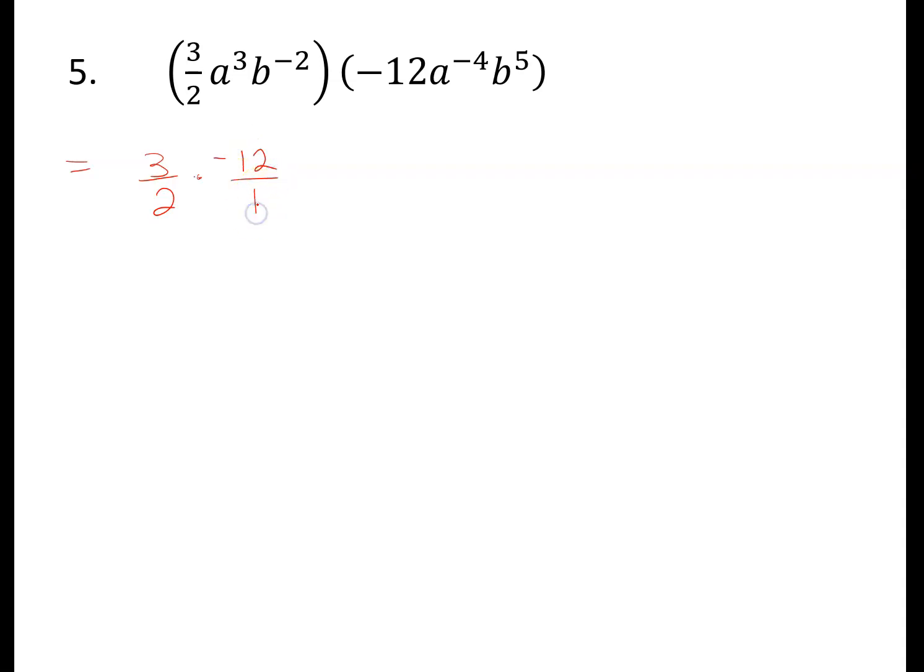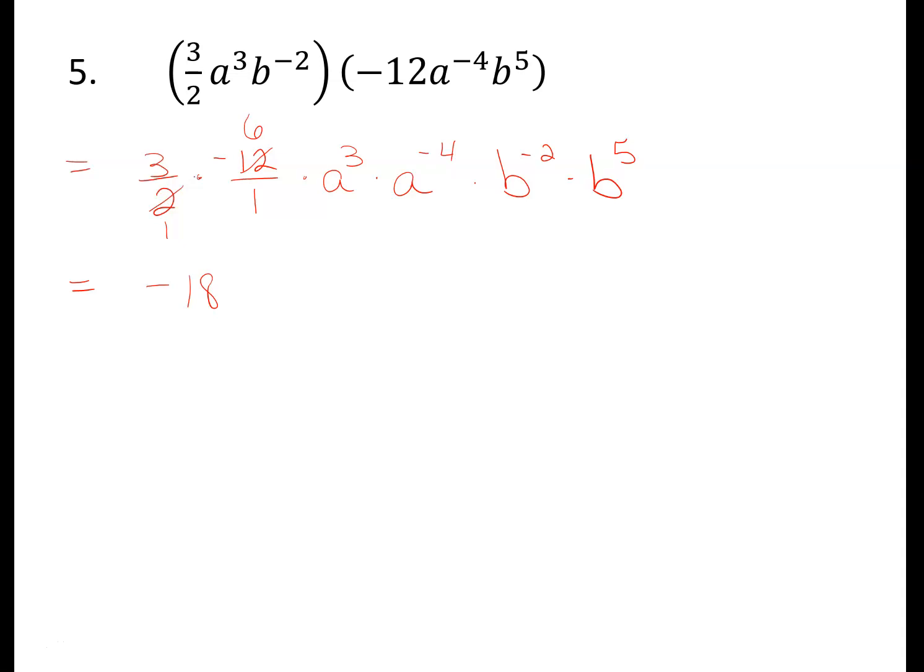I'm going to put that as a fraction since 3/2 is a fraction. And we're going to need to multiply the a cubed times the a to the -4 and the b to the -2 times b to the 5th. Okay, so I'm going to do my fractions first. I have a common factor of 2. 2 will go into 2 once, 2 will go into 12 6 times. So then I'll multiply across. I've got positive times negative means negative. 3 times 6 is 18. And 1 times 1 would just make a 1 in the bottom, so I don't need to write that one.